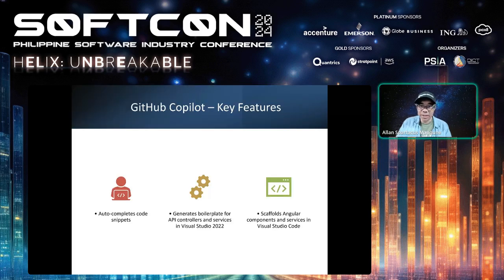All right, so now let's take a closer look at some of the key features of GitHub Copilot that make it a game changer for developers. First, auto-completion of code snippets. As you start typing, Copilot predicts the next line of code, whether it's a method, a class, or even the entire method or function.